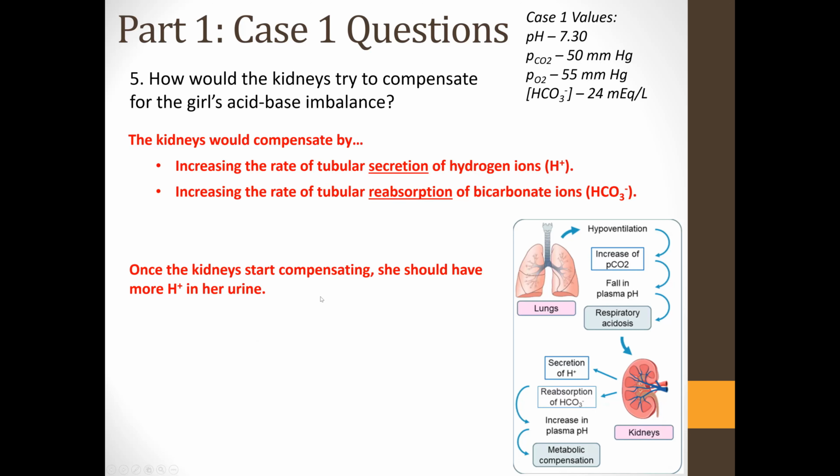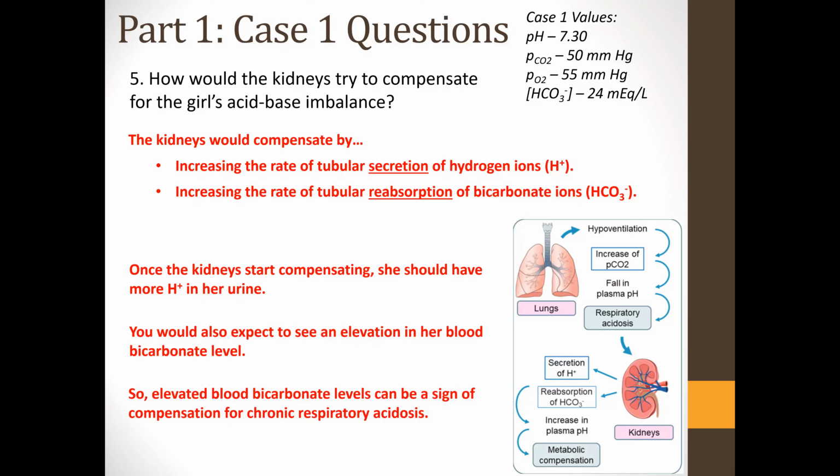So once the kidneys do start the compensation, she should have more hydrogen ions in her urine. And you would also expect to see an elevation in the blood bicarbonate levels. Elevated blood bicarbonate levels can be a sign of compensation for chronic respiratory acidosis. And like I mentioned earlier, because her bicarbonate levels are still normal, she has not yet had this compensation kick in.